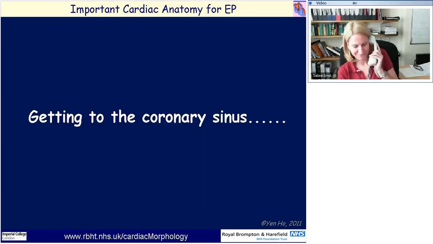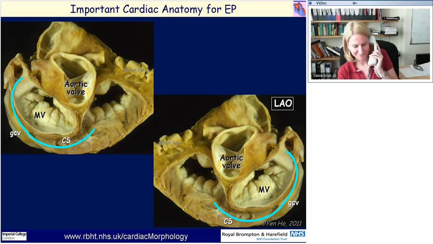Okay, so now we want to know what can be the potential obstacles for accessing the coronary sinus. And here's a dissection viewed from above. So we have the tricuspid valve here, so right atrium, and I've drawn the blue line into the coronary sinus and the continuation into the great cardiac vein. In fact, this channel then passes underneath the left atrial appendage.